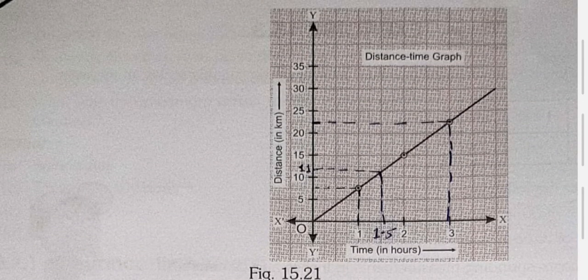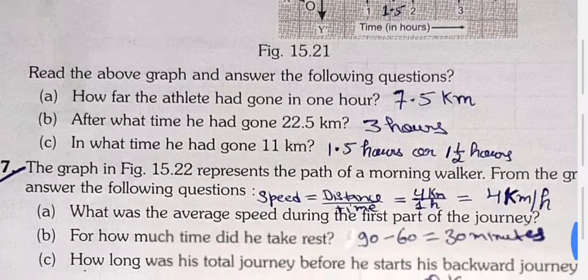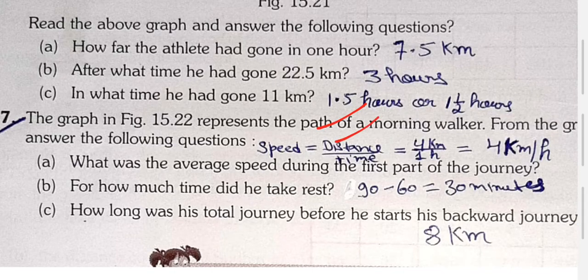11 will come in between 10 and 15. So from the 11 you draw one straight line, it will cut the graph, and then draw another straight line, and it becomes 1.5. So when the distance is 11 kilometers, then the time is only 1.5 hours, or 1 and 1 by 2 hours.